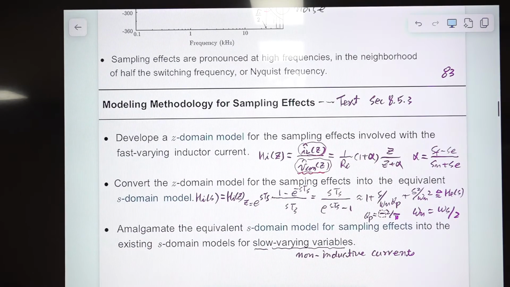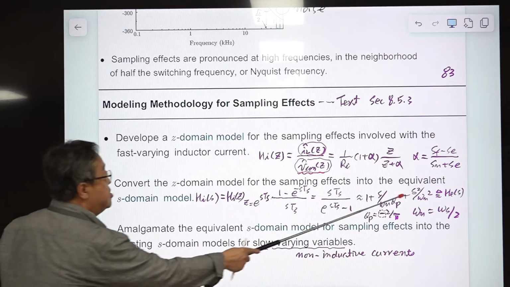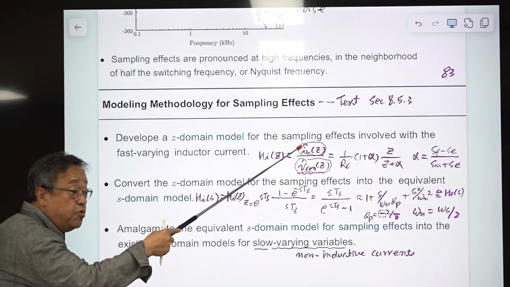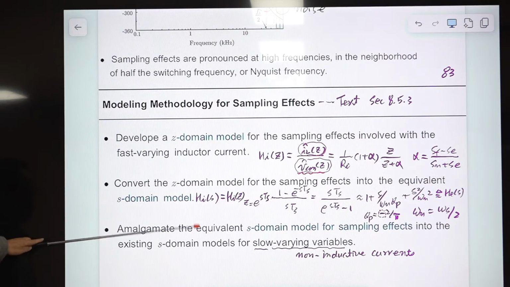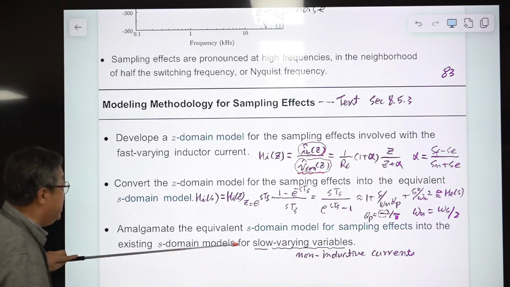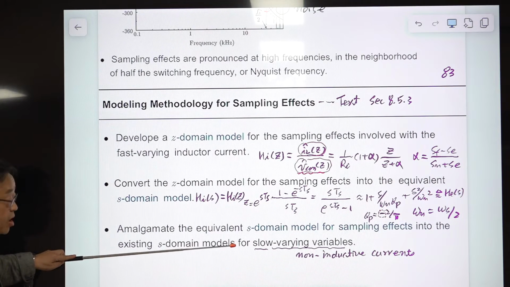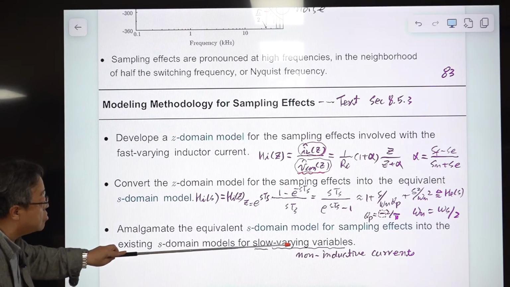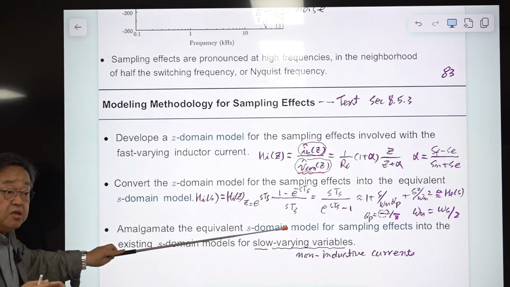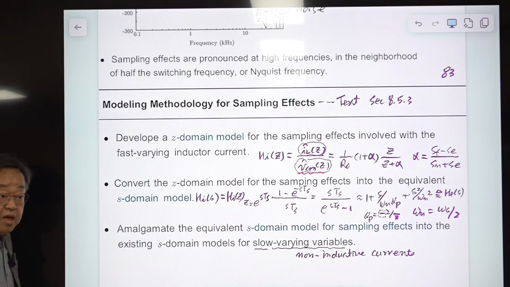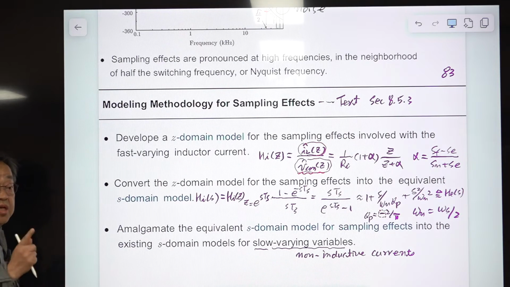And so we derive this He(s), and we derive something other which is also an s-domain function or constant, and we amalgamate. Amalgamate means we combine this equivalent s-domain model for the sampling effect into the existing one. We already developed an s-domain model for slowly varying variables. So this s-domain model was good when you are considering only slowly varying variables like output voltage, control voltage, and ramp signal. One exception is inductor current.